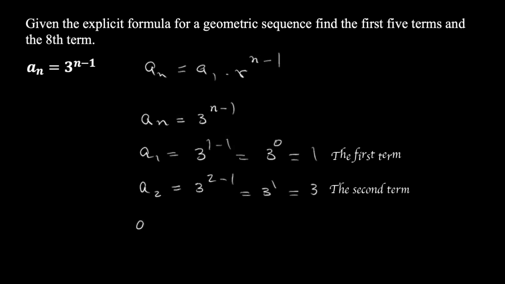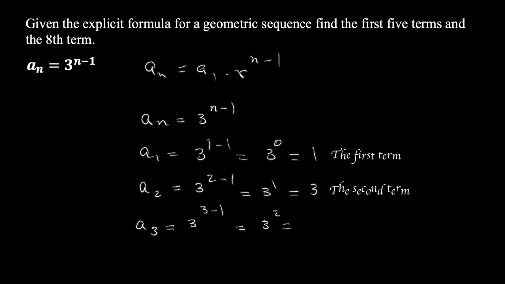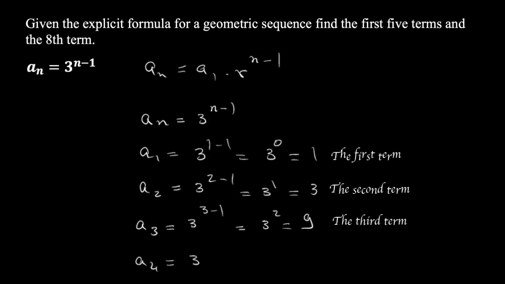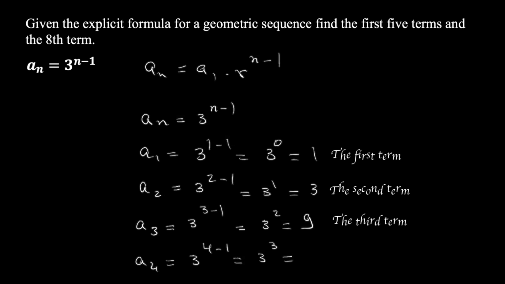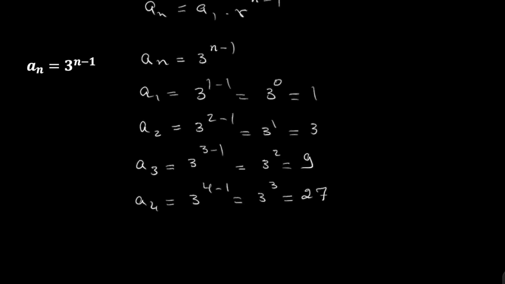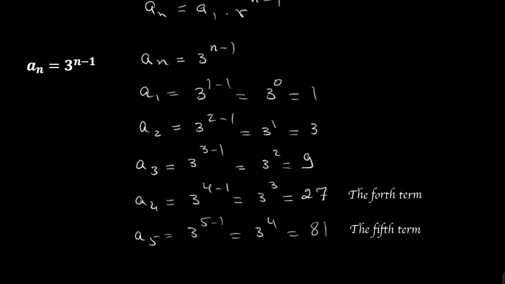What about a3? a3 is going to be equal to 3 to the power 3 minus 1, which is equal to 3 to the power 2, which is 9, so we can write 9. a4 similarly is 3 to the power 4 minus 1, which is equal to 3 to the power 3. 3 to the power 3 is 3 times 3 times 3, which is 27. And a5 is going to be equal to 3 to the power 5 minus 1, which is equal to 3 to the power 4, 3 multiplied by itself 4 times, which is equal to 81. And those are the first 5 terms.